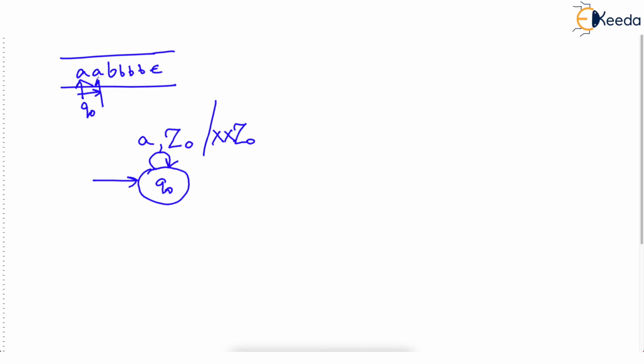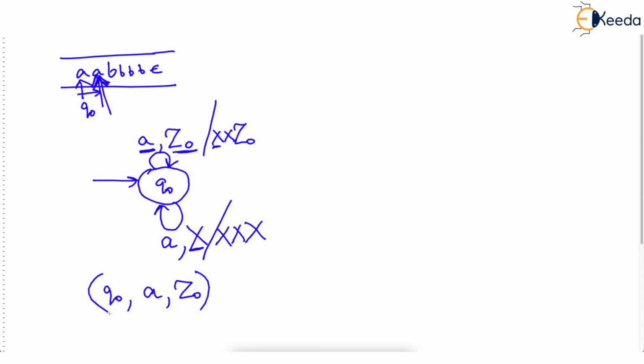Now, as we read the second A, this configuration is not going to work because this configuration says that you are reading A and top is Z0. But now when you will be reading the second A, top will be X. So you will have to define a new configuration. If your PDA reads A and top of the stack is X, then we will restore that X. That X which is on top will be as it is, but on top of that we will push X 2 more times.